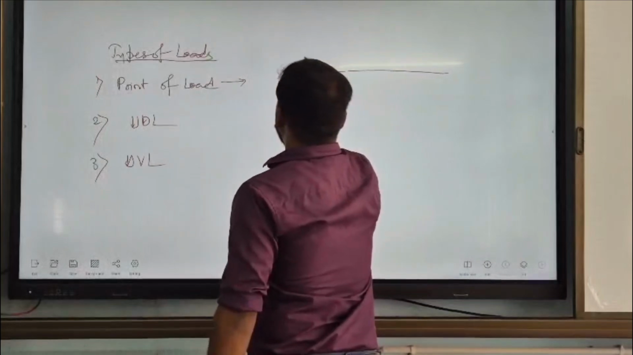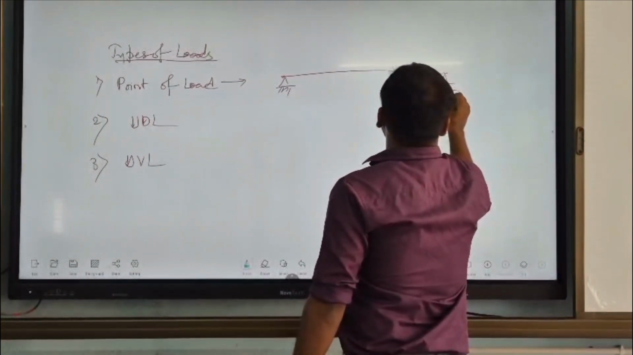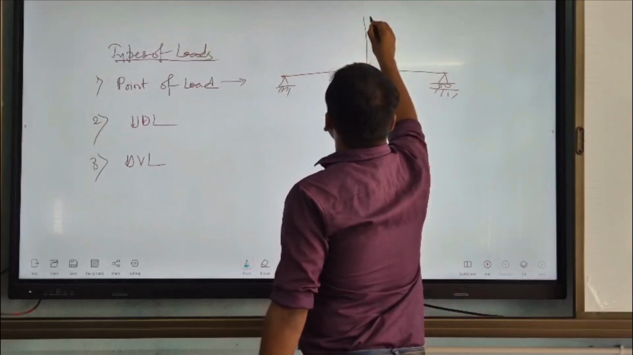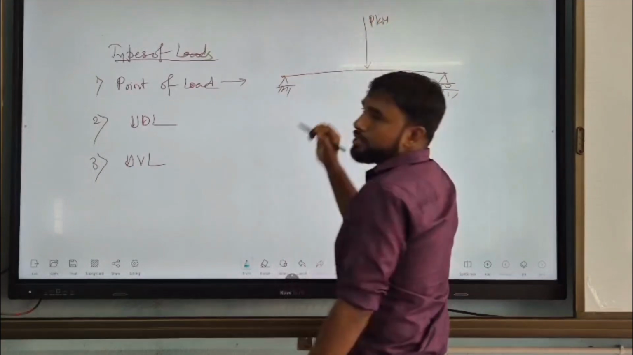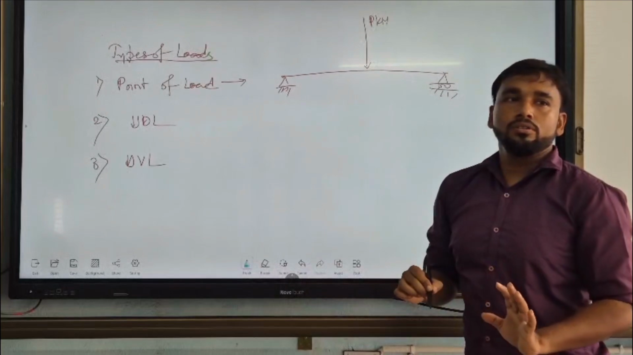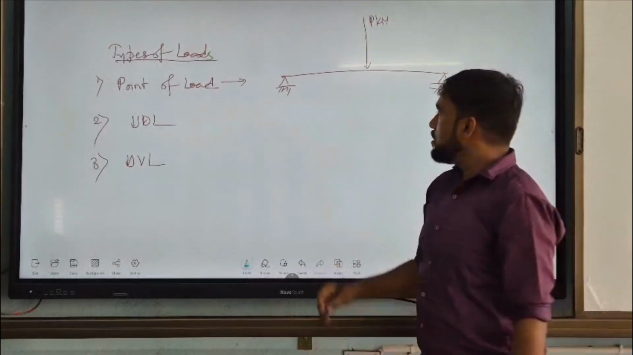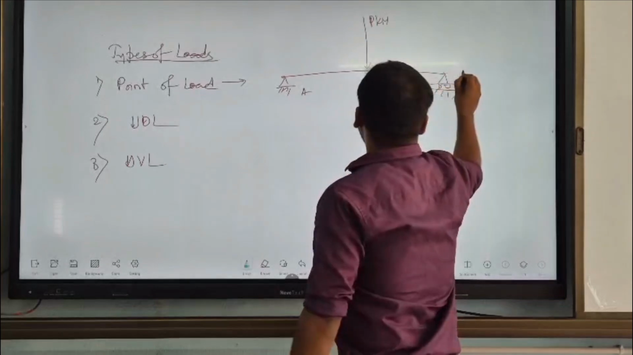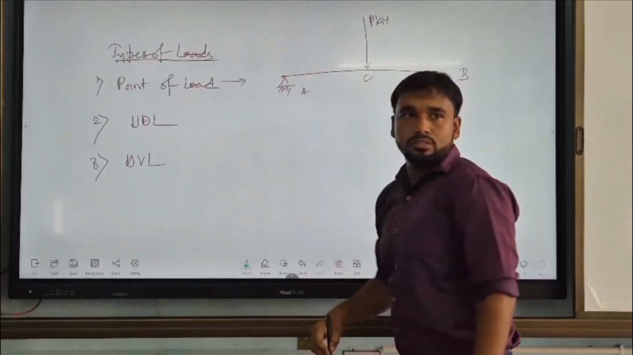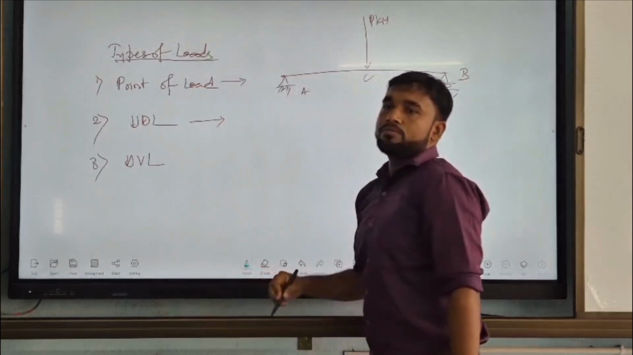Point load means, for example, suppose there is a simply supported beam with a point load of W kilonewton. That means a point load is one which is acting at a particular point on the beam, or at a particular point along the length of the beam. A point load always acts at a particular point.